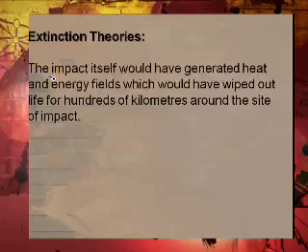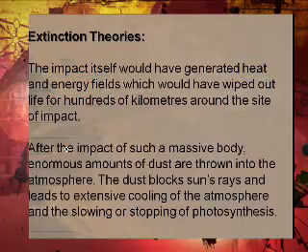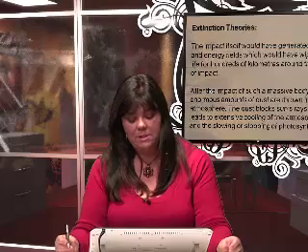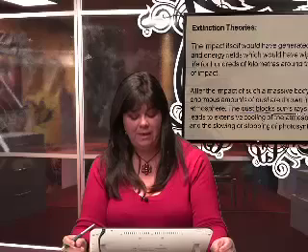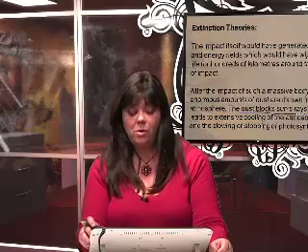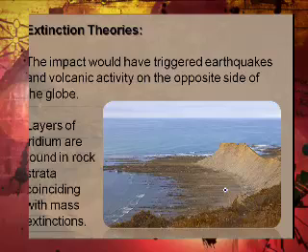Now, I think you need to understand that the impact itself would have generated heat and energy which would have wiped out life for hundreds of kilometers around the site of impact. But that's not all. After the impact of such a massive body, a huge amount of dust is thrown up into the atmosphere, and that blocks the sun's rays. If the sun's rays are blocked, we get a resultant cooling of the atmosphere, which is going to slow or stop photosynthesis. No photosynthesis, no plants, food chains started to collapse.